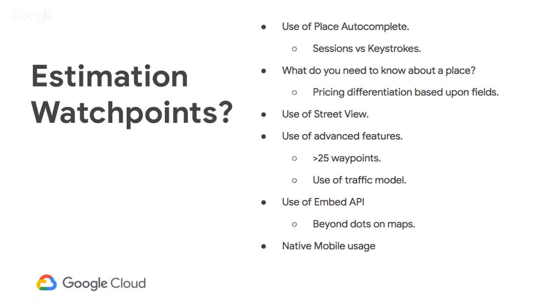Also, the price of Street View is now considered a more advanced feature. And again, if it's needed for your business, then you should use it. Otherwise, you should not. Overall, some more advanced features, for example more than 25 waypoints or a traffic model, will have a different price. Then the use of embedded APIs behind the dot on the map will also change. And what is important, mobile native usage will stay free. So nothing changed in this space.